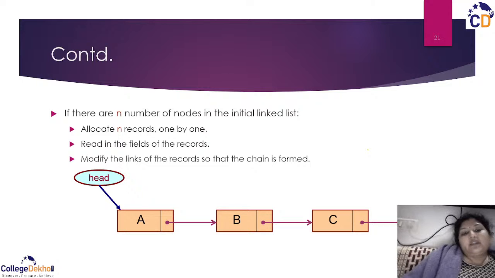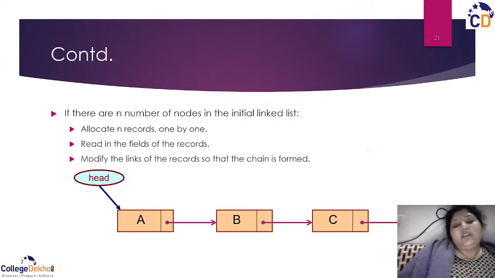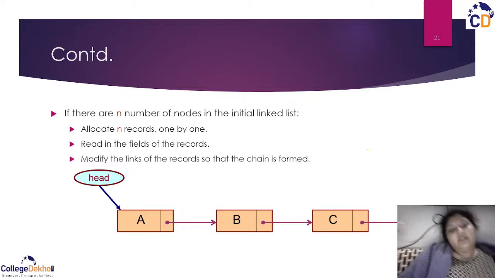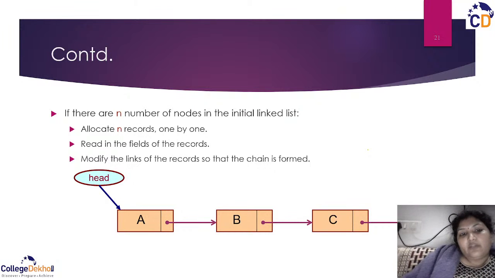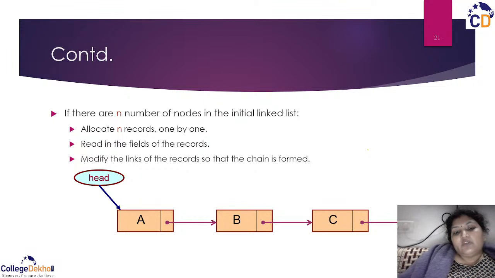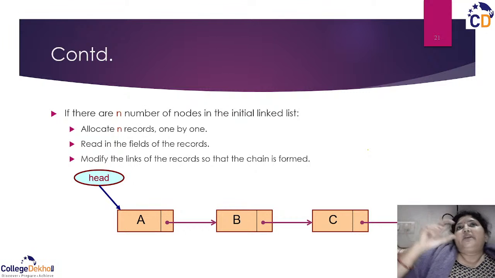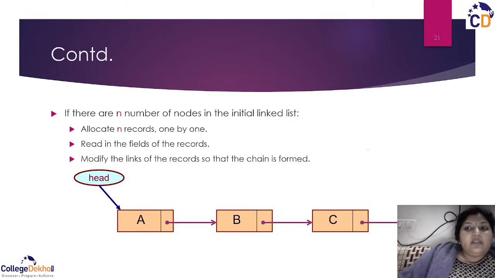Now if there are n number of nodes in the linked list, allocate n records one by one. How are you going to allocate? Read in the fields of the records, and modify the links of the records so that the chain is formed. So you have to maintain the series, like this node is holding the value and the next part is holding the address of the next element in the list.